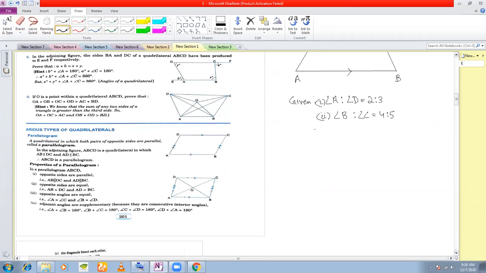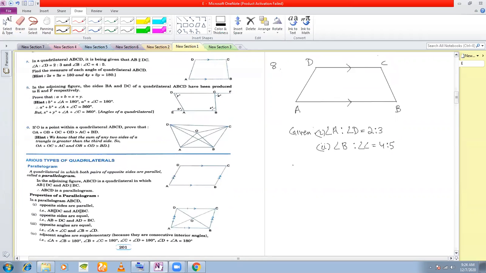So I start by saying, since angle A is to angle D is given to you, let angle A is equal to 2x, angle D is equal to 3x. Because the ratio is 2:3, so I can take angle A is equal to 2x and angle D is equal to 3x.